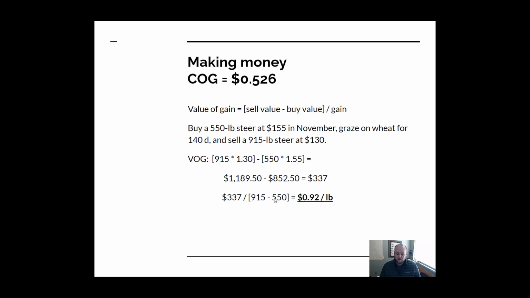Same calculation. So if you do 337 divided by 365 pounds of gain, then the value of gain is 92 cents per pound. Every pound that we added to the animal was worth 92 cents in the market. The market paid us 92 cents for every pound that we added to the animal. So that's value of gain.